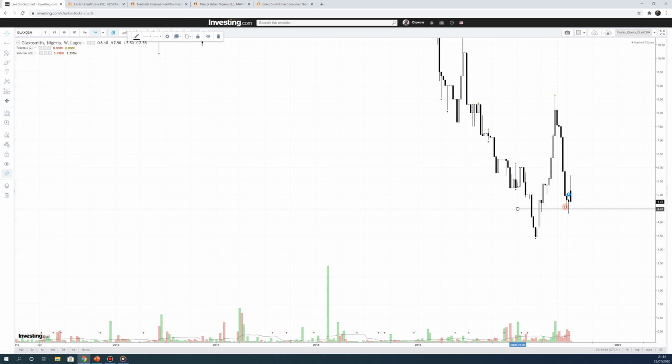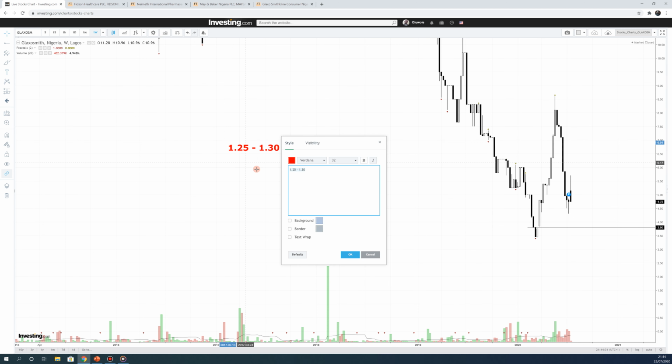In terms of weekly, so we have a bullish engulf there. Sorry, that's an inside bar from 3 naira 80 kobo to 4 naira. That's a big range. 380 kobo to 4 naira 40 kobo for Glazo.